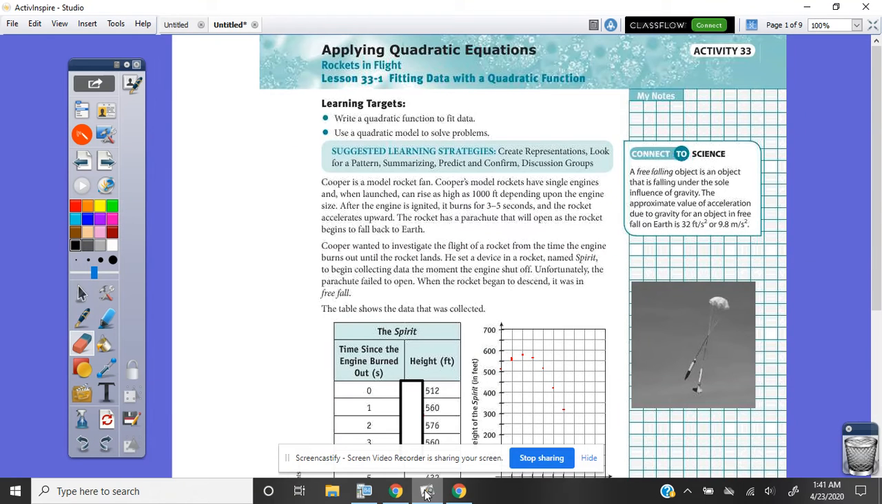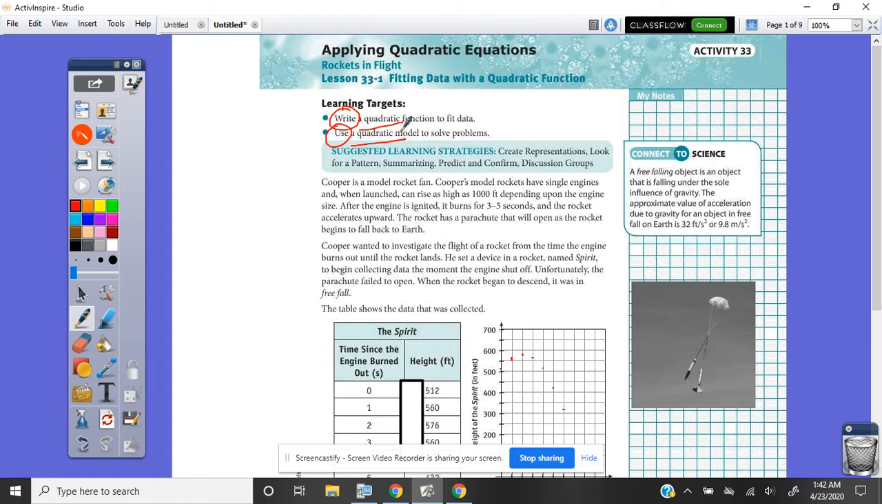Hello, we're going to be working on lesson 33-1, fitting data with a quadratic function. This is from Springboard Algebra 1. So the first thing we want to do before we get started is to mark our learning targets. The first learning target is to write a quadratic function and use a quadratic model.